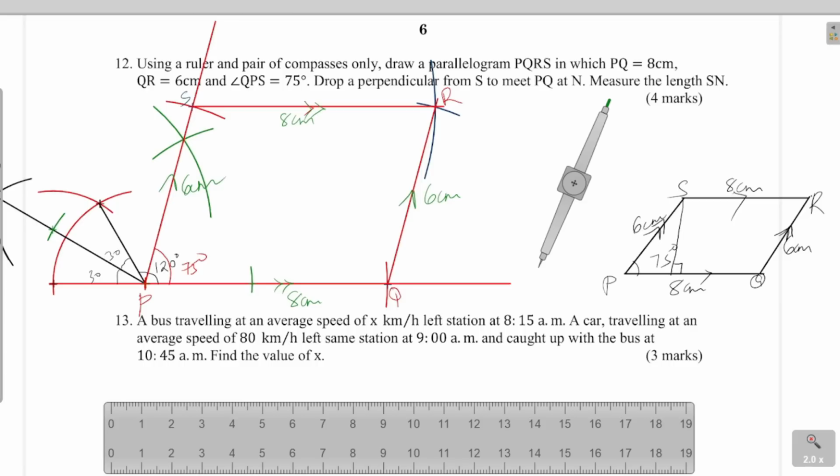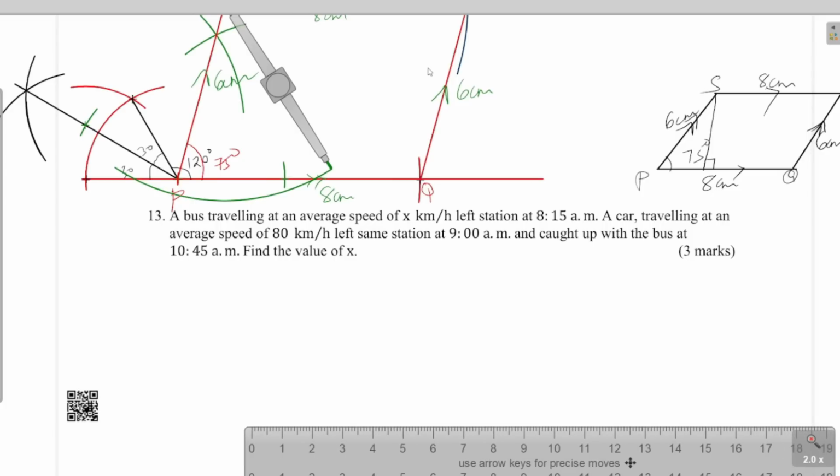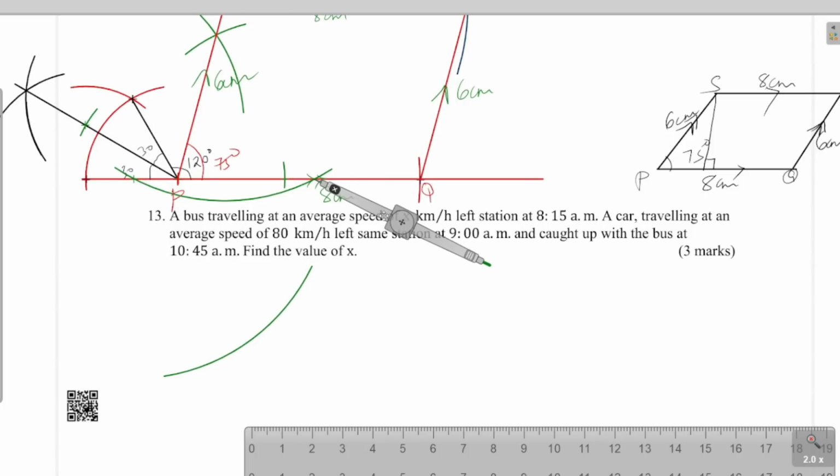The other question is you're supposed to drop a perpendicular from S. Stand there with your pair of compasses at S to meet PQ at N. This is how you drop a perpendicular from S. Standing at S, open your pair of compasses and mark 2 arcs on line PQ extended. Mark an arc there and another arc there. You can see those 2 points. Then from those 2 arcs, you stand on that point and mark another arc there, then stand at the other point and cut that arc like that.